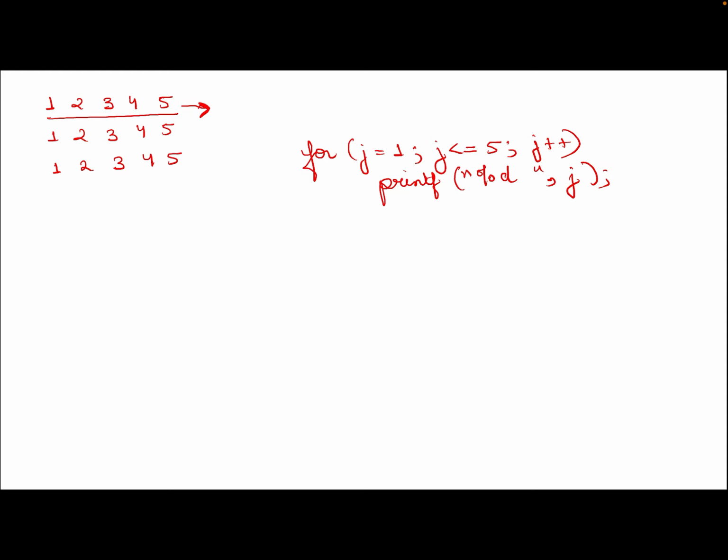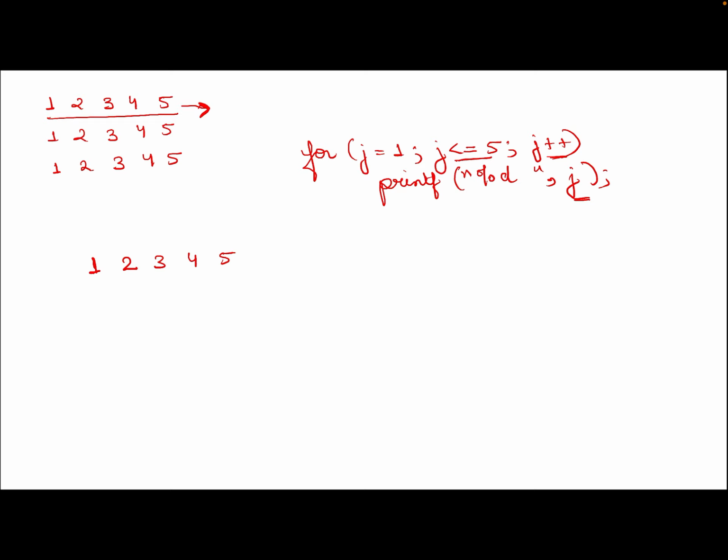So when j is initialized to 1, it checks the condition. If 1 is less than or equal to 5, the condition is true, it will print the value of j. Again the value of j will be increased by 1, again it checks the condition. Now j is 2, 2 is less than or equal to 5, condition is true, print j, 2. Similarly, it will print 1, 2, 3, 4 and 5.